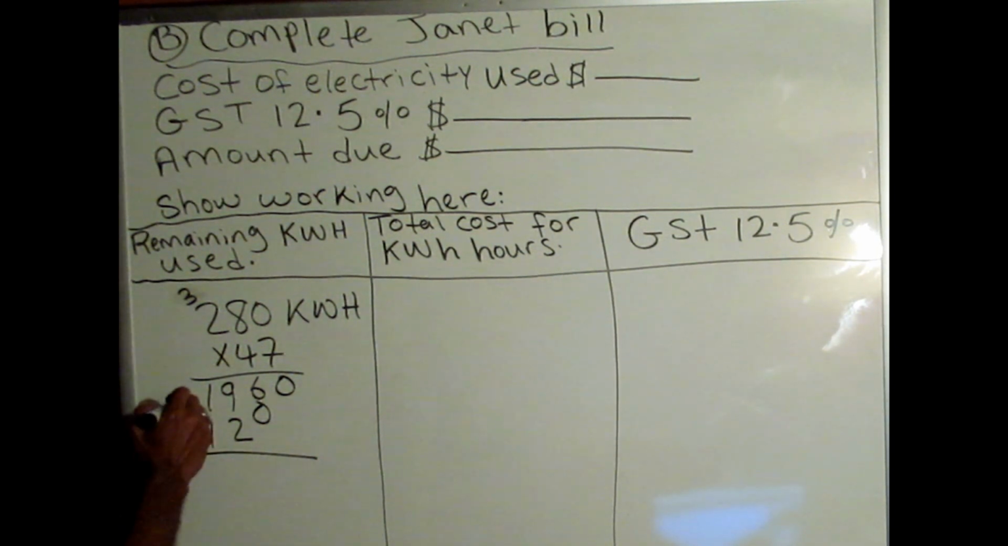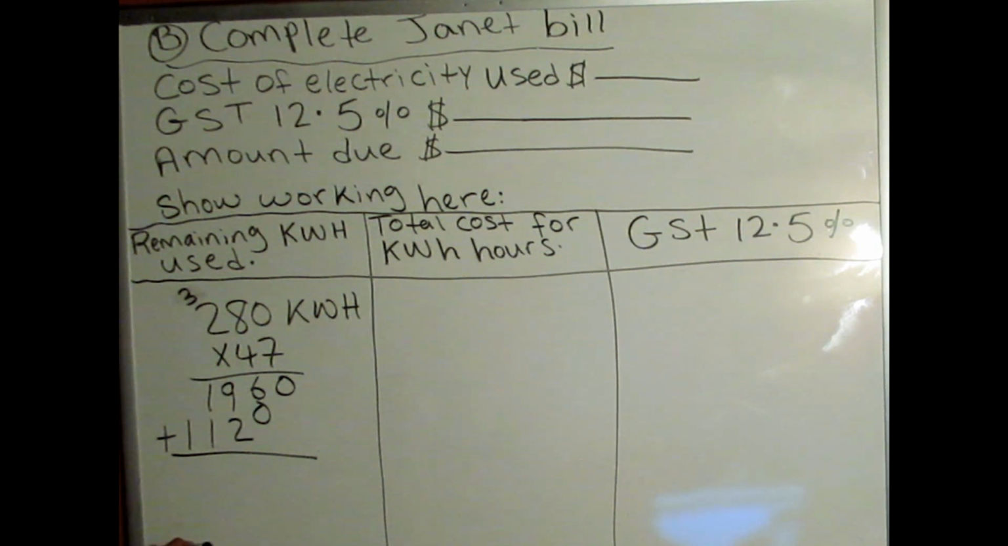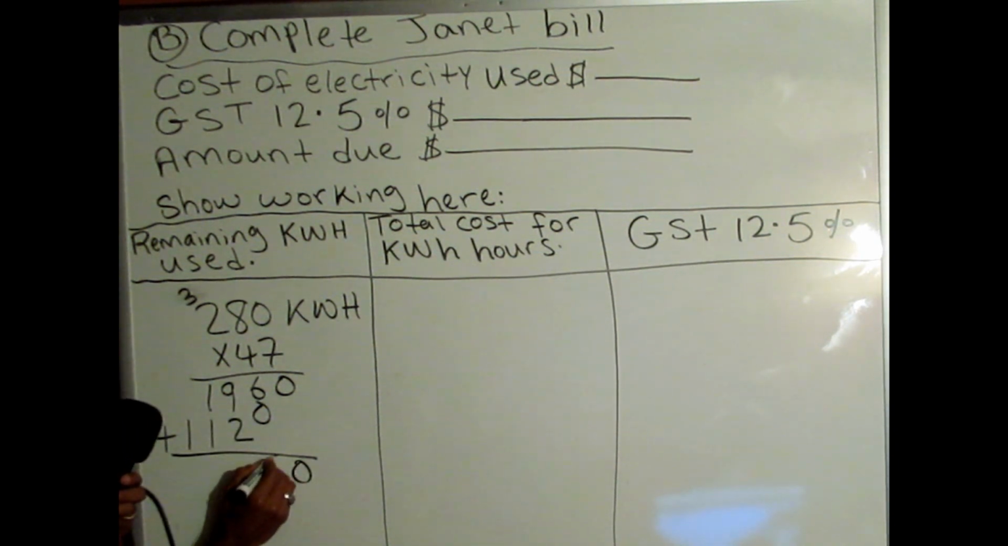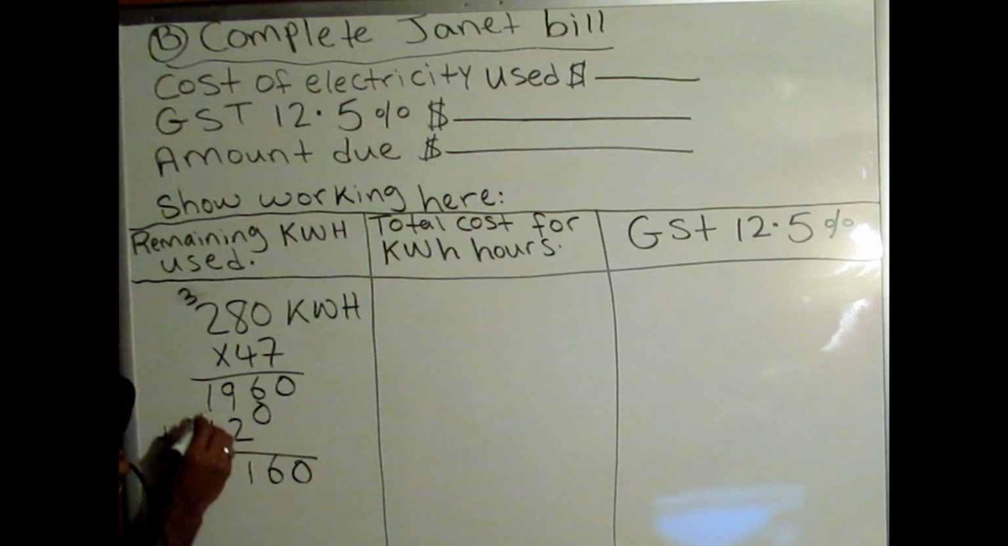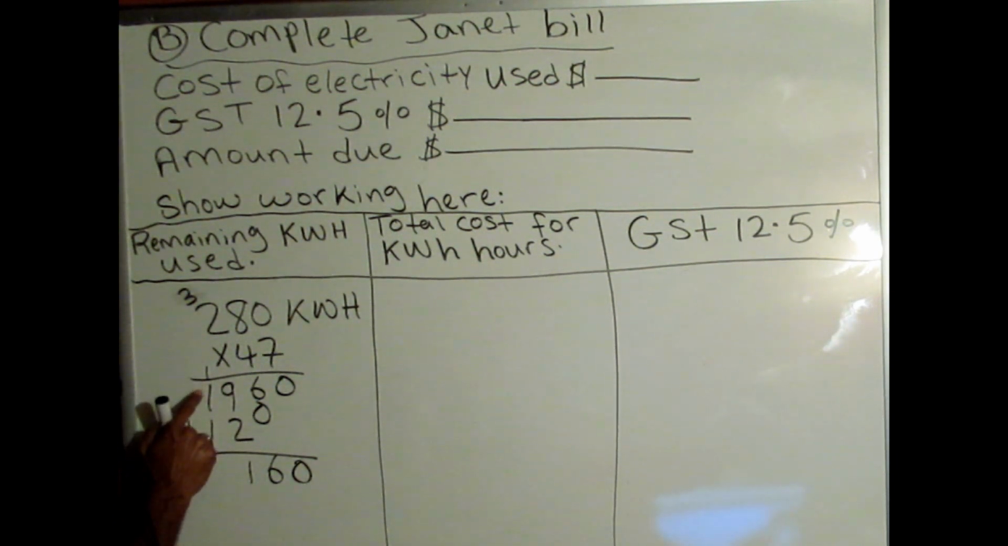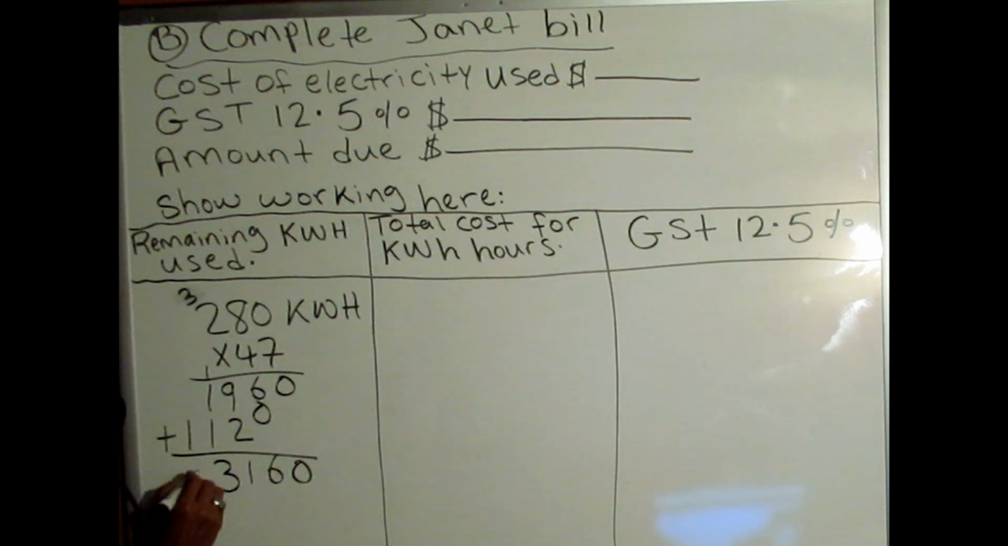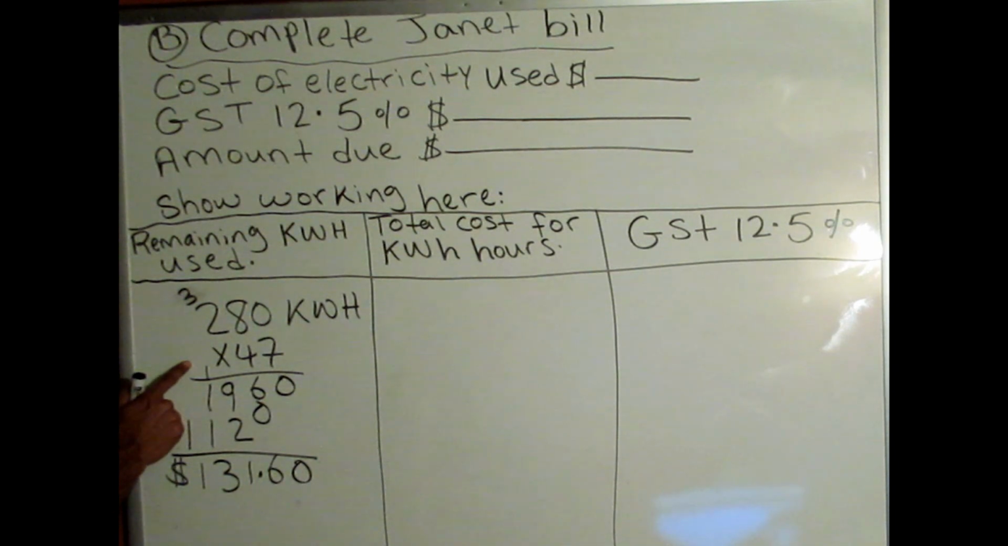Then we add this, and that will give us the total of the remaining kilowatts used that we already did in the box, but it asks us to show the working out here. So 0 plus 0 is 0. 6 plus 0 is 6. 9 plus 2, 11. Bring down the 1. Carry the 1. Then we add 1, 2, 3. And you bring down the 1. So at 2 decimal places, it's $131.60 for the remaining 280 kilowatts at 47 cents. And we did this in the box to complete it.